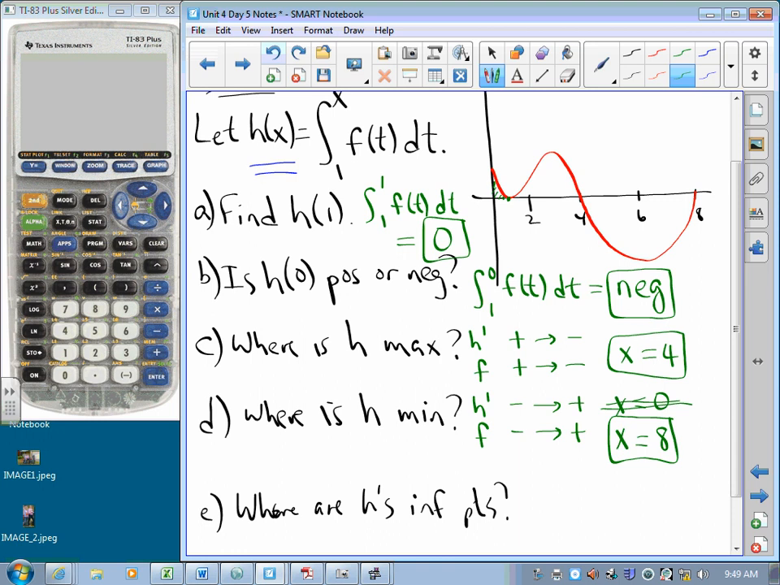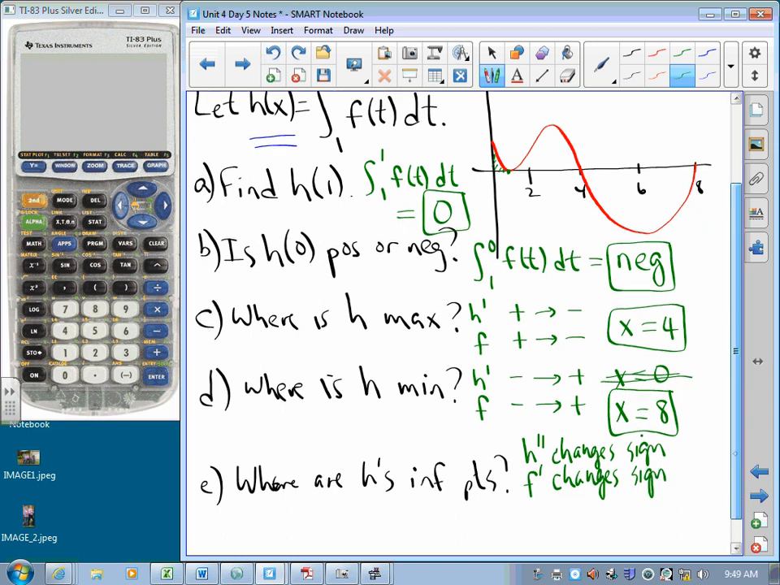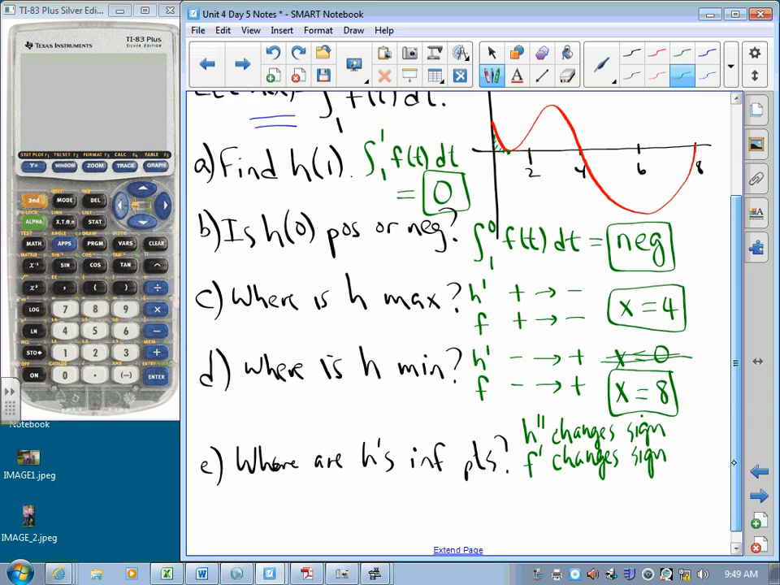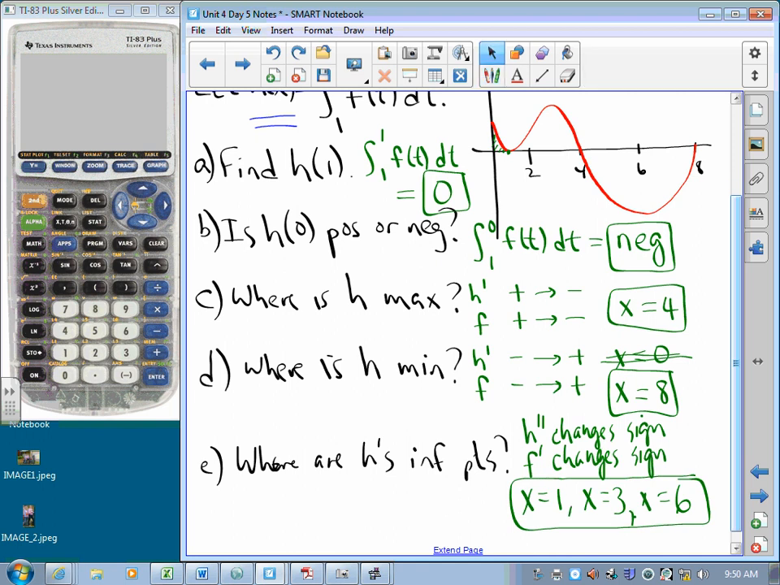And then where are h's inflection points? h's inflection points are places where h double prime changes sign, but h double prime is just f prime. So where does f prime change sign? That's where f changes from increasing to decreasing or decreasing to increasing, and that happens at x equals 1, at x equals 3, and at x equals 6. Those are your 3 inflection points.